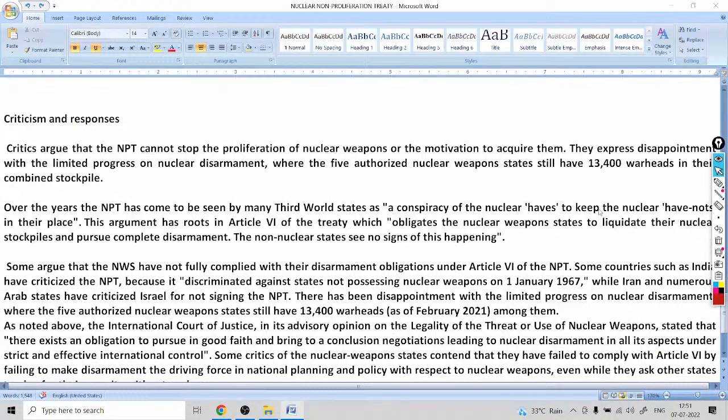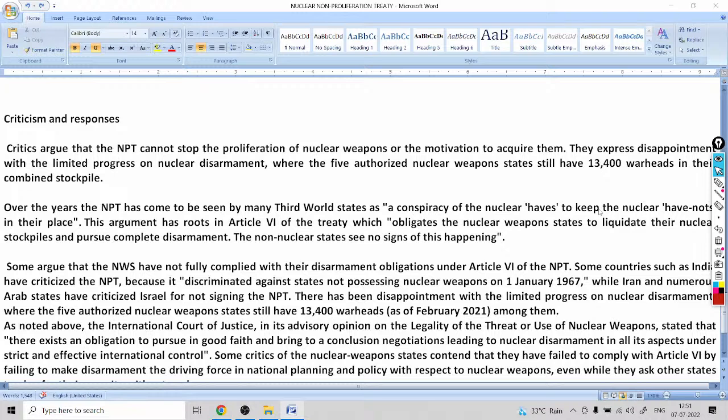Coming to the criticism, any treaty has its own criticisms, whatever its advantages, and critics never leave anything. Critics argue that the NPT cannot stop the proliferation of nuclear weapons or the motivation to acquire them. They express disappointment with the limited progress in nuclear disarmament, where the five authorized nuclear weapon states still have 13,400 warheads in their combined stockpile. So you see, when the treaty was signed there was a provision of disarmament, but even the nuclear weapon states have started adding to their nuclear stockpiles rather than disarming.